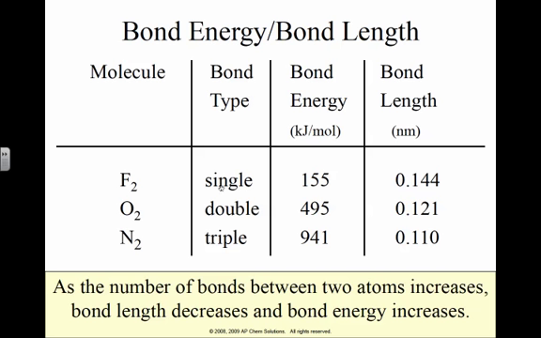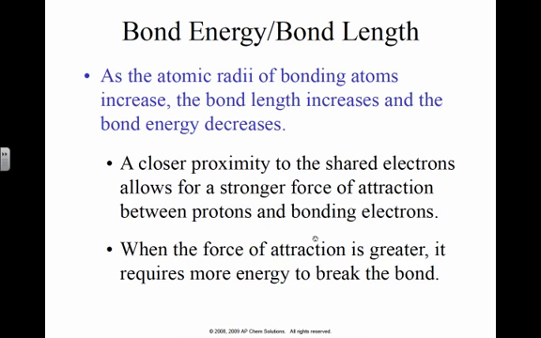So fluorine has single bonds, oxygen has double bonds, nitrogen has triple bonds. So this one would be the longest bond length. This one would be the shortest bond length, measured in nanometers. This one would require the least amount of energy to break. This one would require the most amount of energy to break.